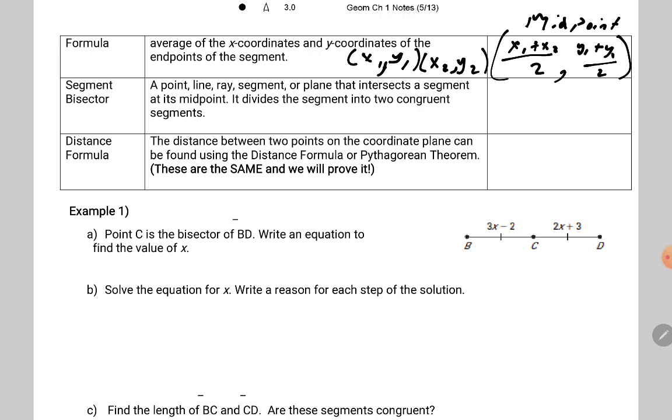Segment bisector. So we have a segment, and a segment bisector is something, so it could be a line, a ray, another segment, and it splits it in half so that one side is congruent to the other.